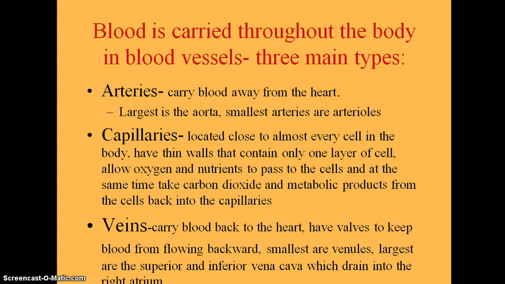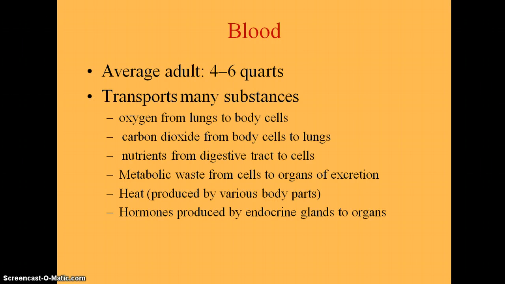Now we're going to talk about what blood is. Blood is also part of the circulatory or the cardiovascular system, and it's sometimes called a tissue because it contains many different kinds of cells. There are about 4 to 6 quarts of blood in the average adult, and most of you have reached your adult size, so you would have 4 to 6 quarts of blood.